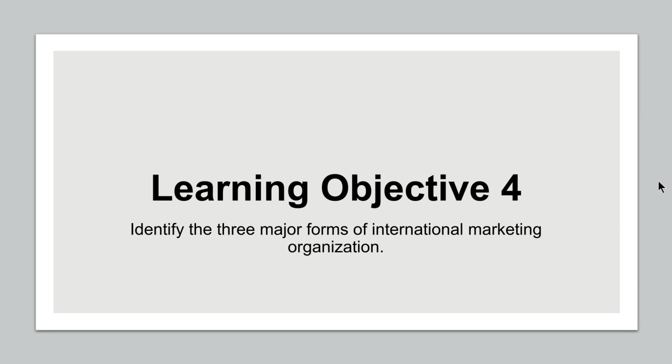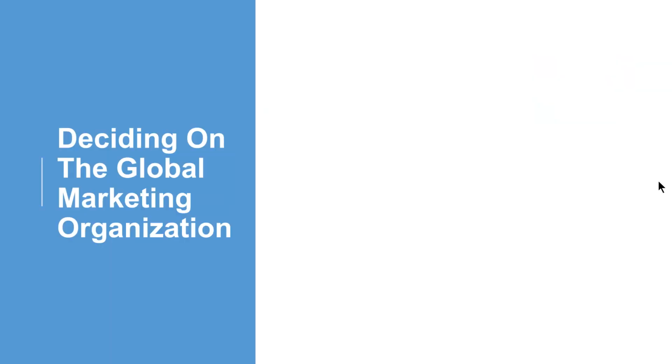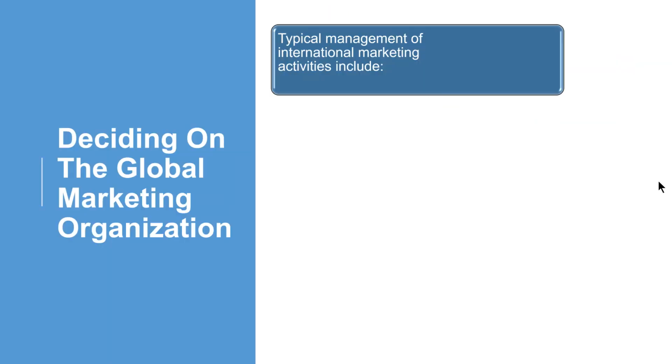So now we're going to go to learning objective number 4, the final one, which is identifying the 3 major forms of a marketing organization. So now that you know how you're going to sell it, your distribution channels, the fact that you're going to adapt your product, the fact that you're going to keep your marketing communication pretty standard, let's look at the last decision. So what type of organization am I going to build? There's a couple of things that you need to consider.